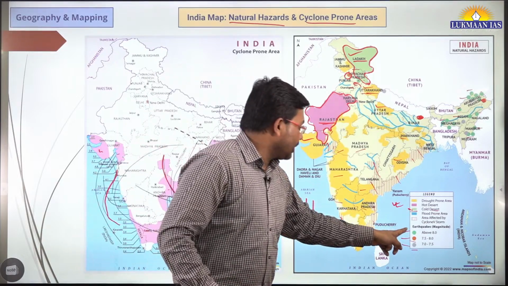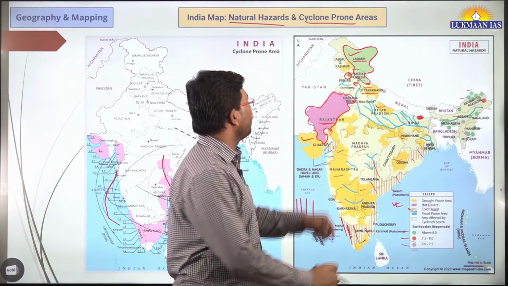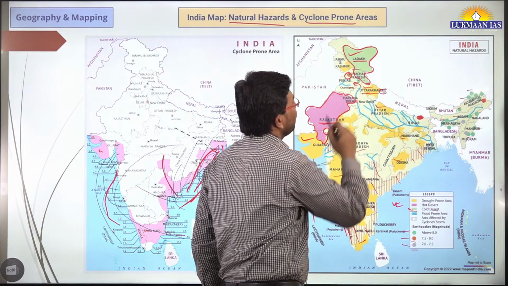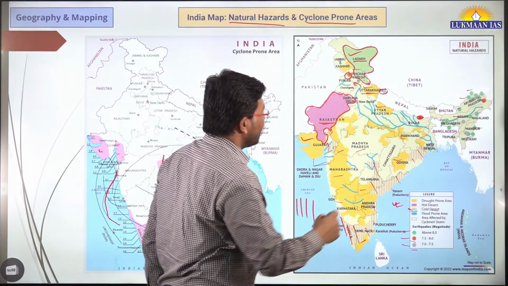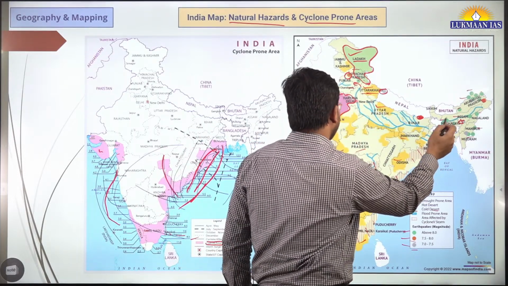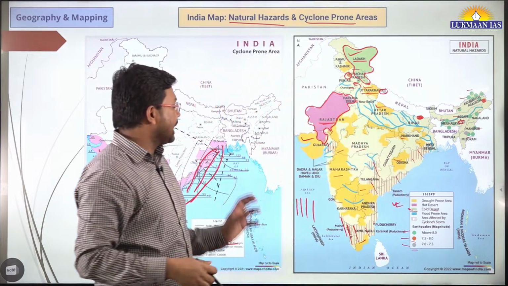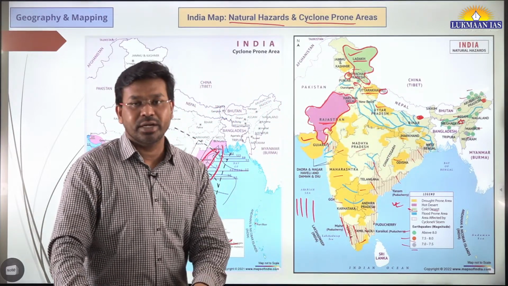Apart from this, 7 to 7.5 we find in the border between Uttarakhand and Nepal, and also in the state of Assam. So these are the regions that can get affected because of earthquakes.